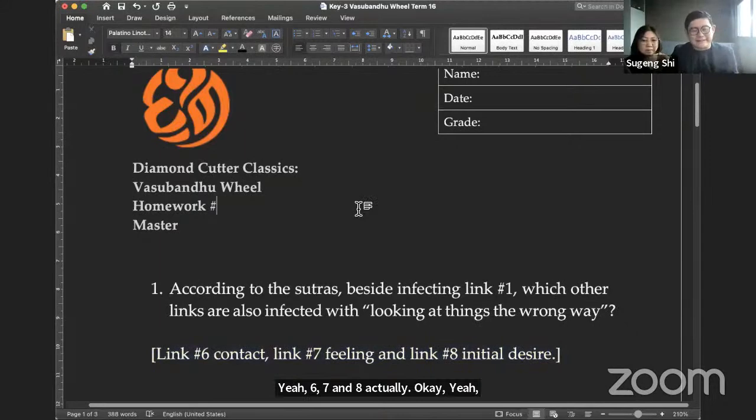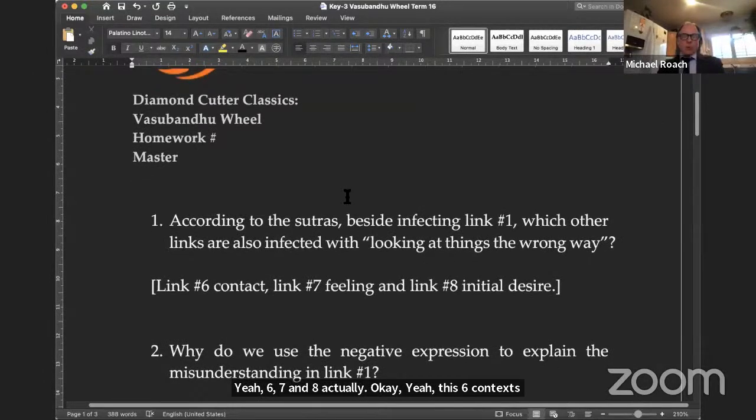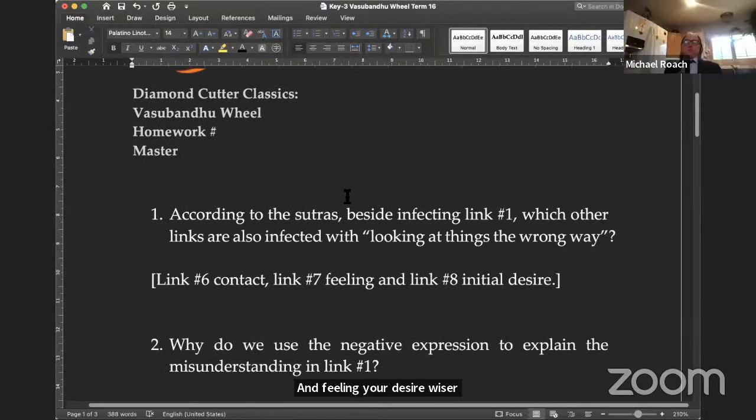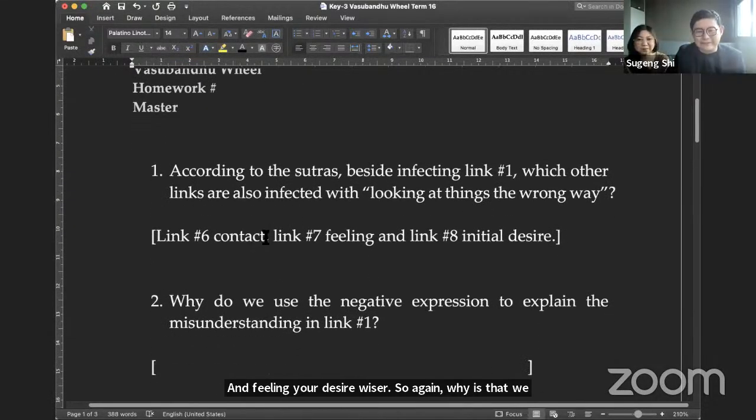6 context, 7 feeling, your desire. Why? All right. Say again? Why is that? He said, why is that? Oh, okay. You sounded like you were under the tank or something.